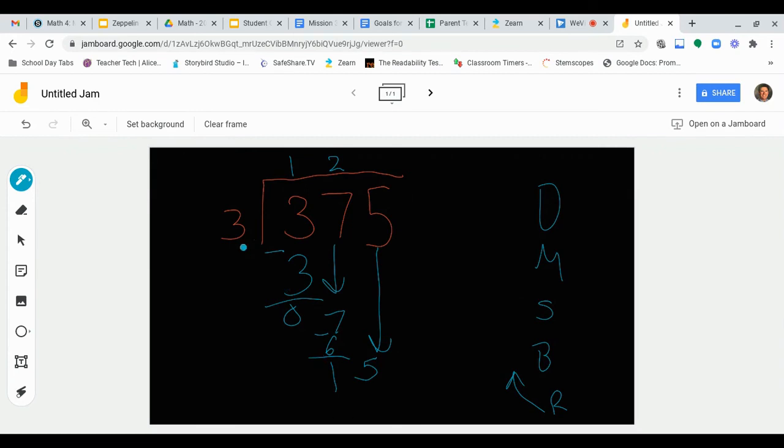So 15 divided by 3. How many times does 3 go into 15 without going over? That's 5 times. Now I multiply 5 times 3, which is 15. Then I subtract them. 15 minus 15 is 0. Then I bring down. Is there anything left to bring down? There is nothing left to bring down. So what does that mean? It means I have no remainder, and my quotient is 125.